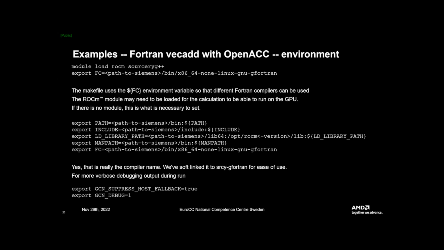Now, there are different options for verbose debugging for the GCC-based compilers that I show here. GCN suppress host fallback says don't let it run on the host, even if it can't run on the GPU. That's to make sure that it's running on the GPU, or you can use GCN debug equals 1 to see that it has properly run on the GPU.